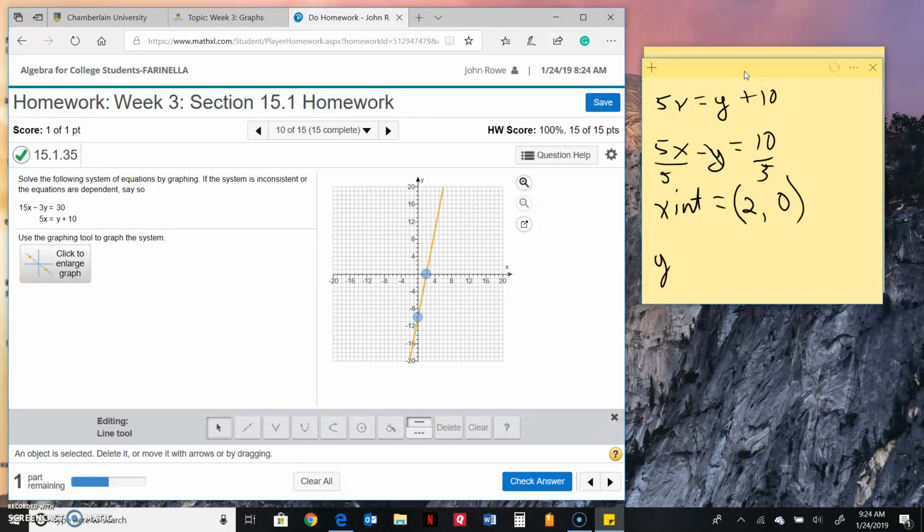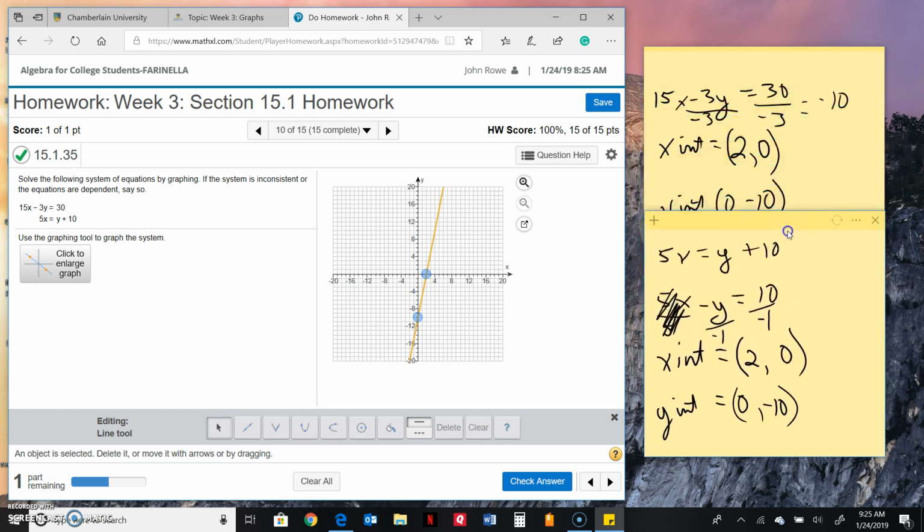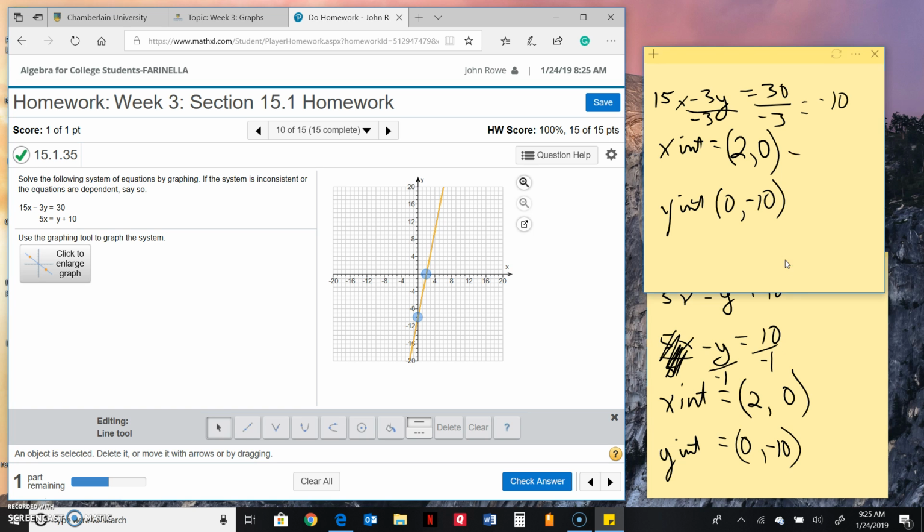And if we want our y-intercept, let's set x to 0. This is going to be gone. And we're just going to have negative y equals 10. Divide by negative 1, divide by negative 1. If x is set to 0, y is going to be negative 10. Now hang on a second. That is the same thing that we got over here.